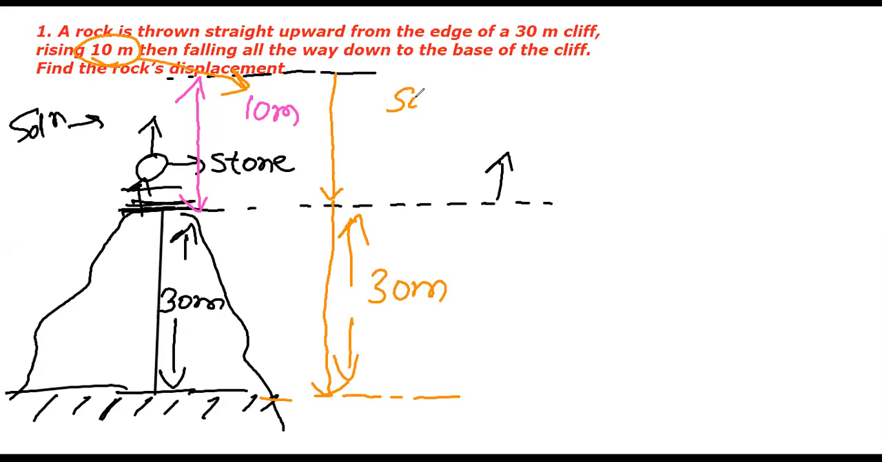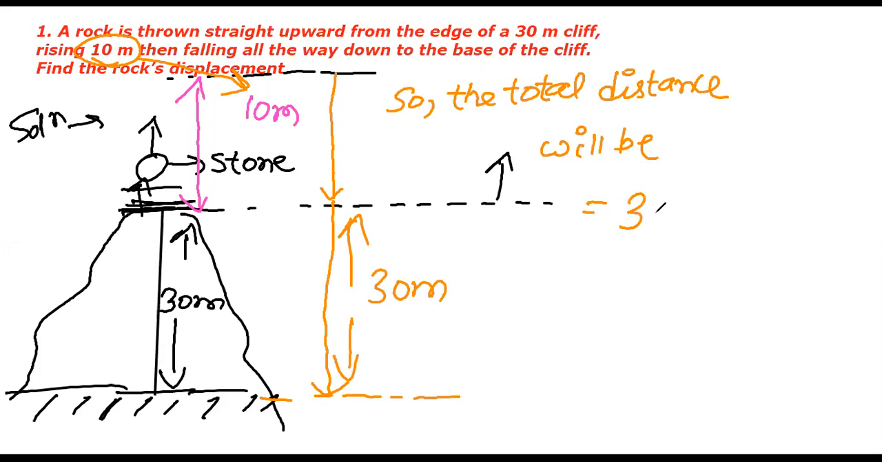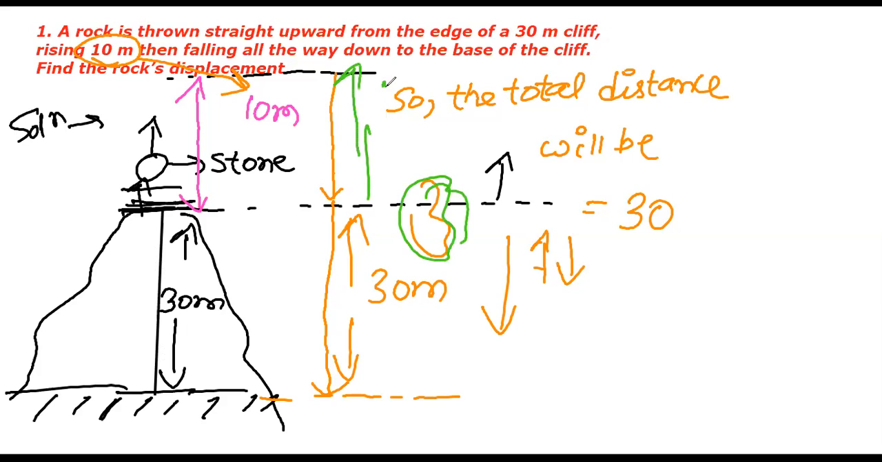So the total distance will be 30, which is the falling distance, plus the rising and falling from above this reference point, which is 10 meters upward and 10 meters downward, total 20 meters. This is the distance, students. So 30 plus 20 is 50 meters. So this is the distance.